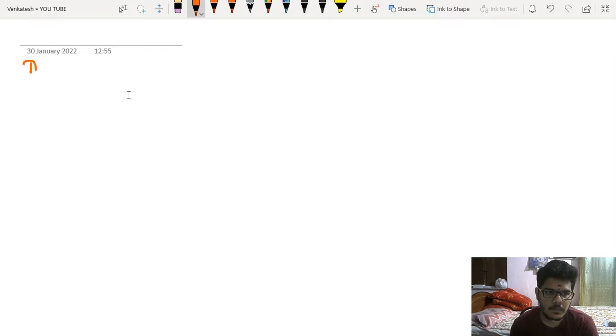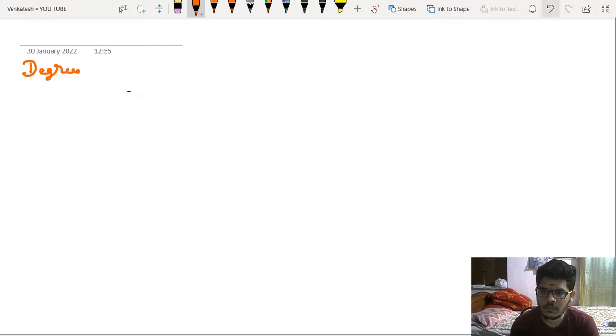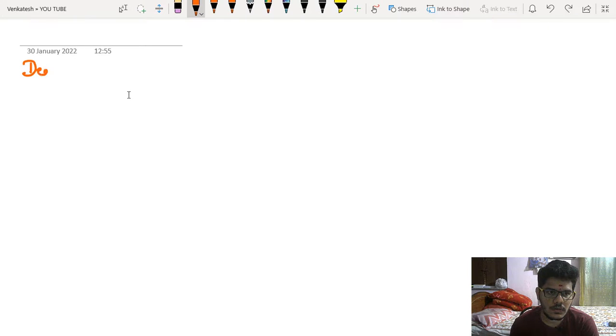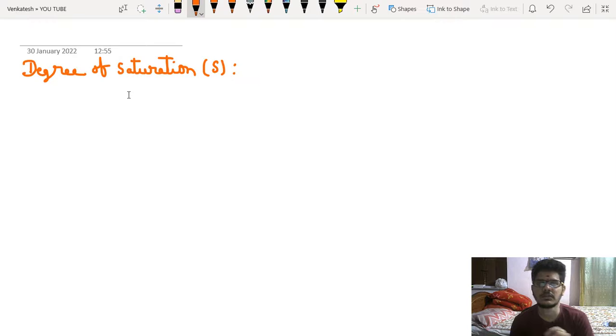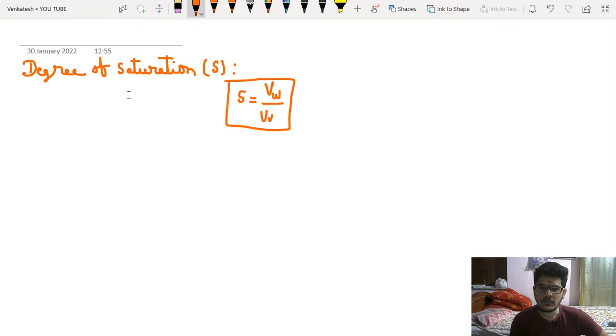Degree of saturation is denoted by capital S. It can be defined as the ratio of volume of water to the volume of voids.